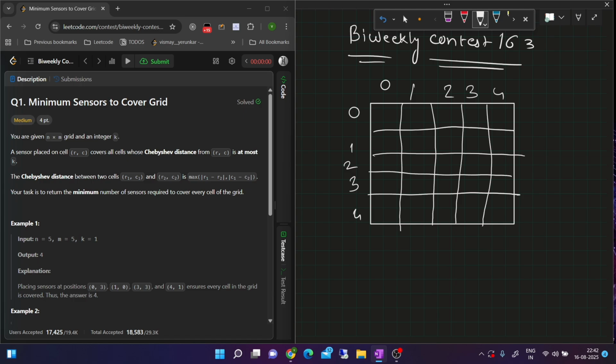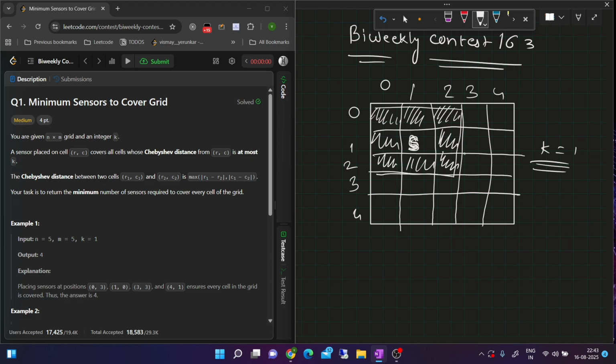Now let's consider this first example. So here the Chebyshev distance we can travel in any of the directions is maximum k, which is 1. So let's say we place the sensor at this point. So in the upward direction we can travel one cell, in the diagonals, these diagonals, and in the horizontal direction too. Okay, so this part would be covered if we consider this k value as 1, and the cell where the sensor is installed is this cell.